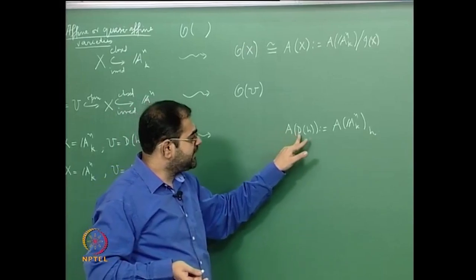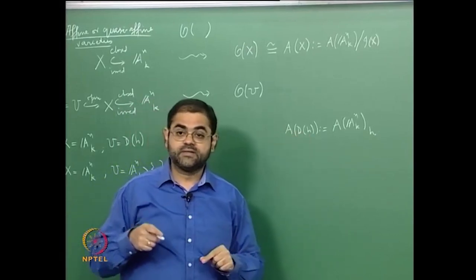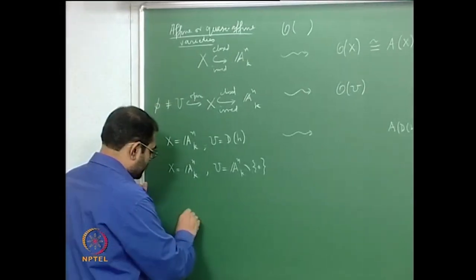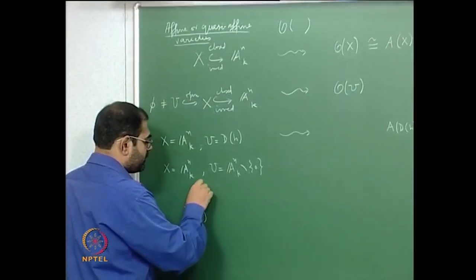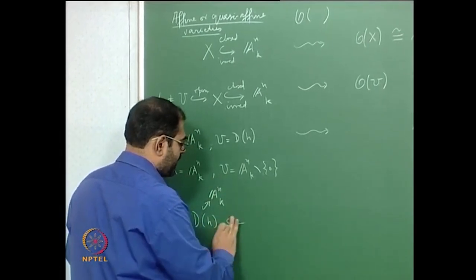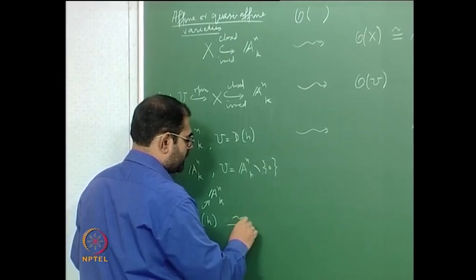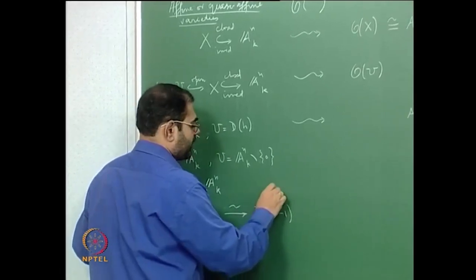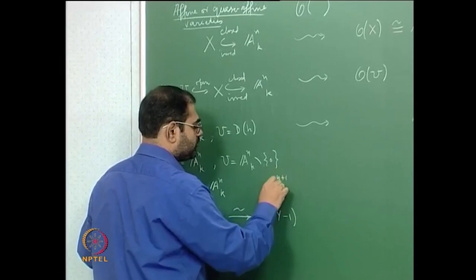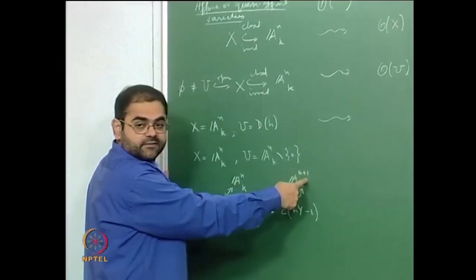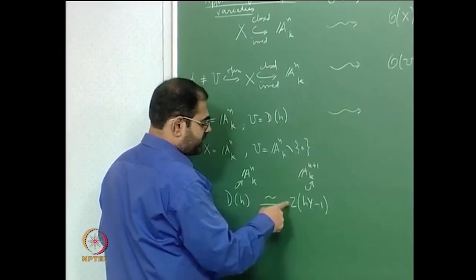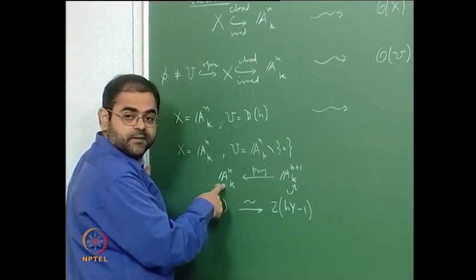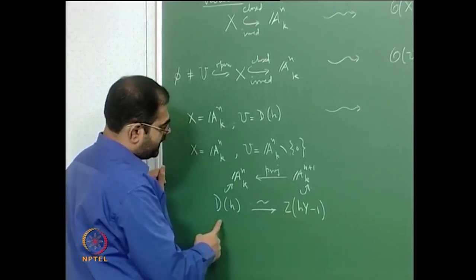The other justification is that D(h) is also, as I told you, an affine variety because it can be identified with a closed subset of A^{n+1}. So this D(h), if you recall, which sits inside A^n, can be identified with the zero set of hy - 1 in an affine space of dimension one more, where y is the extra coordinate that you are adding, and this identification comes because of the projection map from A^{n+1} to A^n. If you restrict it to this closed subset, you will get this.